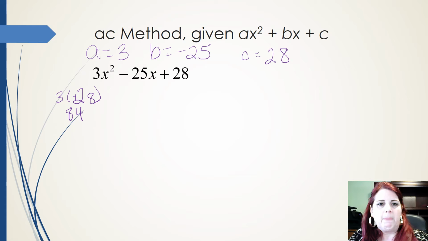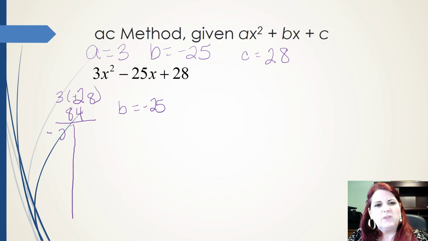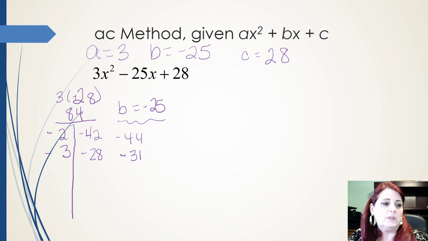All right, so let's look at some factors of 84. Those factors have to add up to B, which is a negative 25. So I know they're both going to be negative. So negative 2 times negative 42, well, that gives us negative 44. Negative 3 goes into it negative 28 times, but when you add that together, you get negative 31. The next one is negative 4 goes into it negative 21 times, and when you add that together, you get negative 25. And I can stop because I found it.